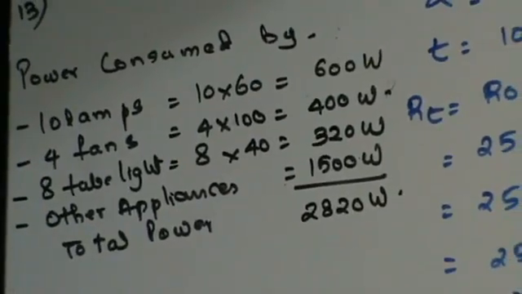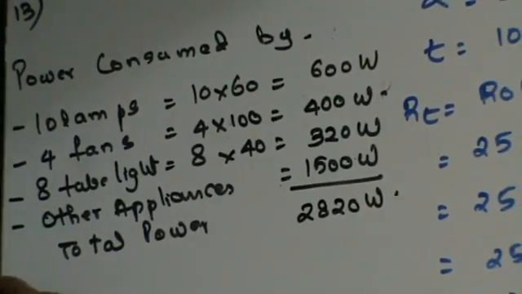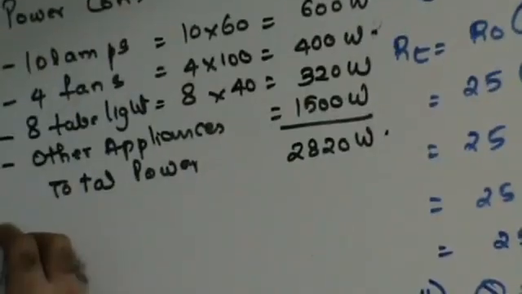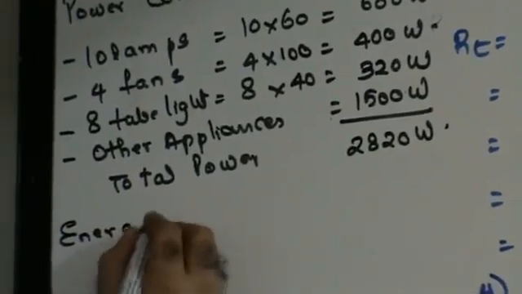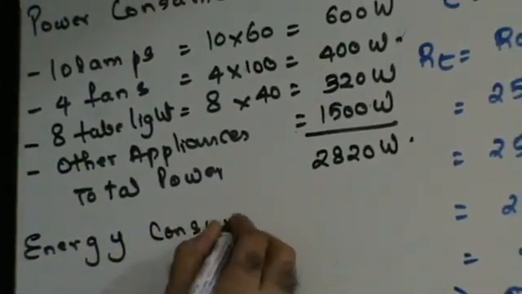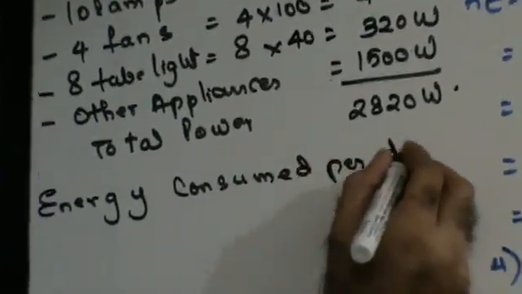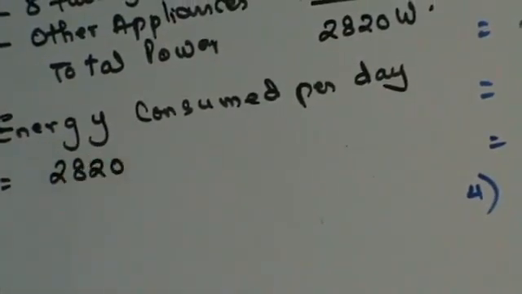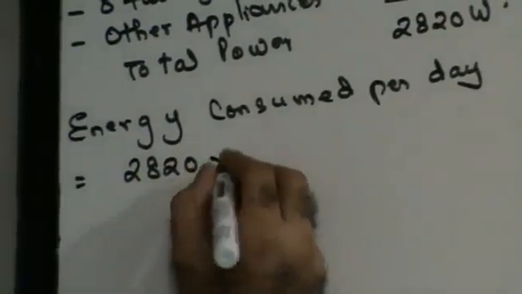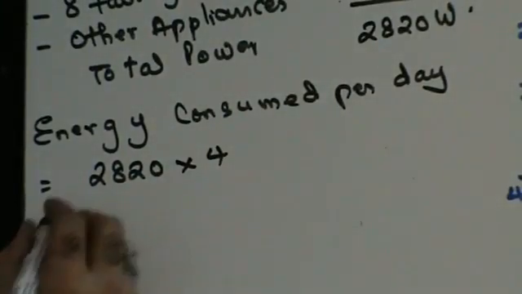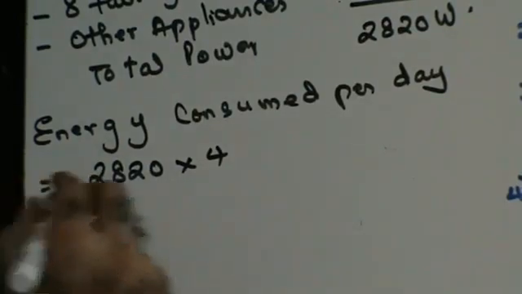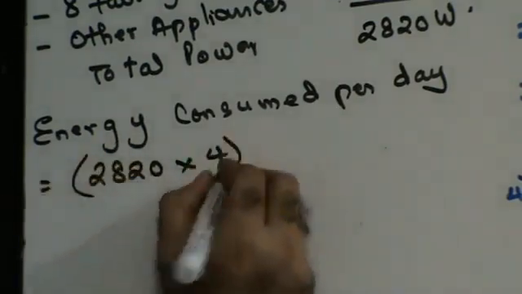Okay. Now, in a day, they are saying that the supply is used for 4 hours. So what will be the energy consumed per day? In 1 hour I am consuming 2820 watts. In 1 day I am using the appliances for 4 hours on an average. So the energy consumed per day is going to be so many watts.